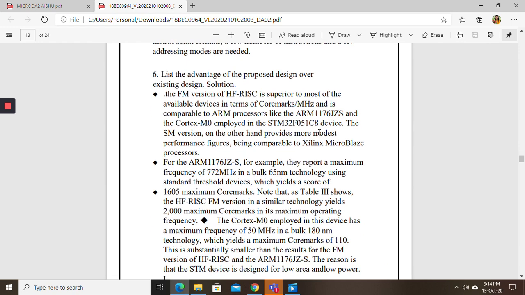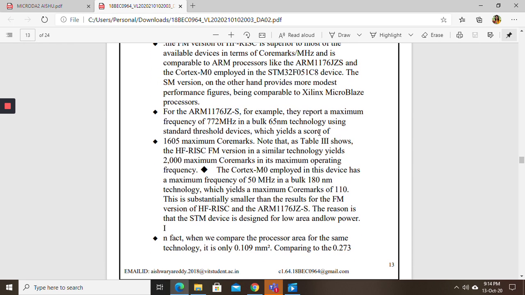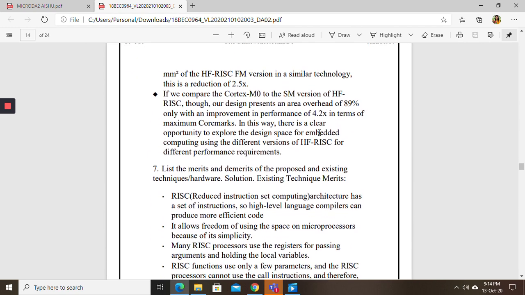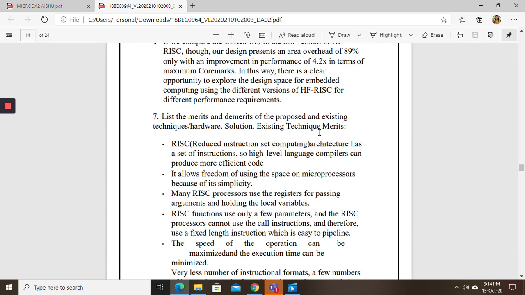The advantages are in the FN version of HF-RISC compared with the ARM1176 and the maximum CoreMarks. Note that, as Table 3 shows, when we compare the processor area for the same technology, it is only 0.109 mm squared compared to 0.273. Next, list the merits and demerits of the proposed and existing techniques.